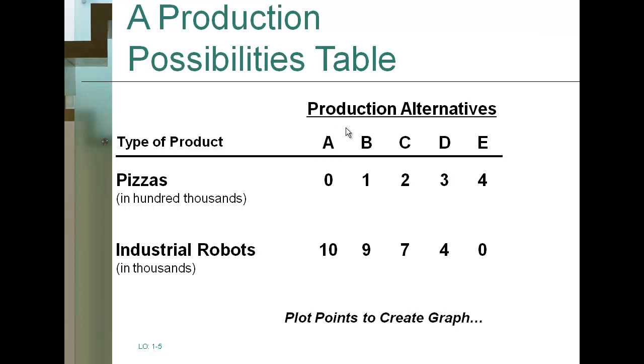So point A, what does it mean? It means that in this economy, they are producing no pizzas and 10 robots. Again, no pizzas and 10 robots. And technically, of course, it would be 10,000 robots. At point B, they're producing one pizza and 9 robots.